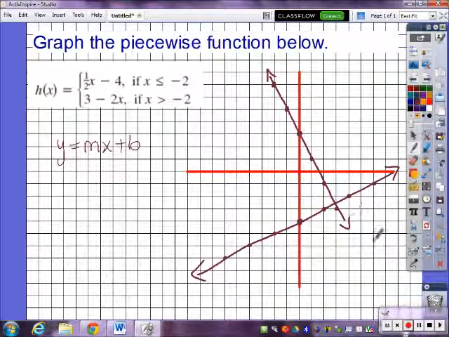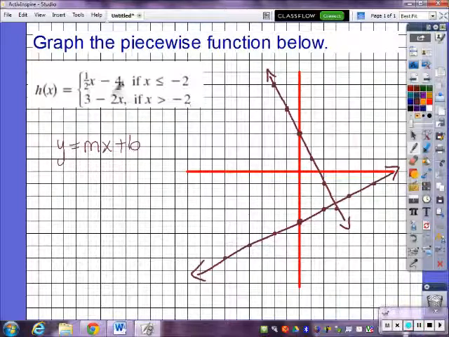Now, those are my two lines. However, now that I'm familiar with piecewise functions, I know that I have to do some erasing, because if x equals -2, my line changes from here to here. So I have to figure out what to erase.